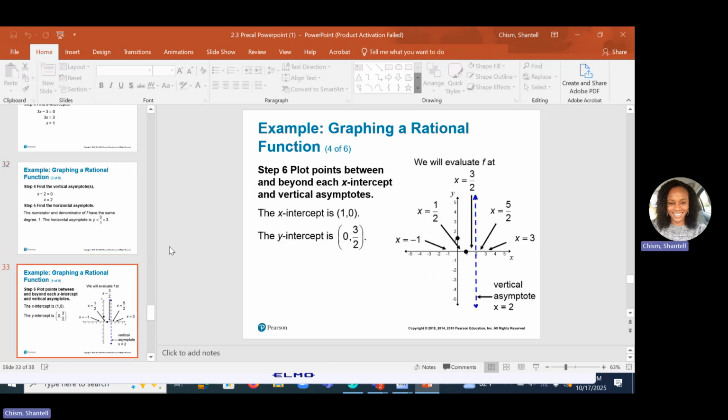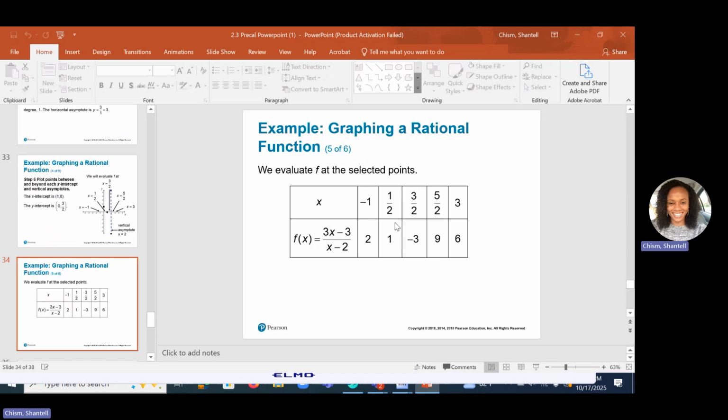And then we plot some points. They're going to give us some values to plot to help us see the graph. You start off by putting in the vertical asymptote, the y-intercept, the x-intercept, and then plotting some points at the given values that they want us to find. We evaluate the function at those given values of x. That's in a table, and you'll see in the homework that they provided a little table with values for x that they want us to evaluate the function at.